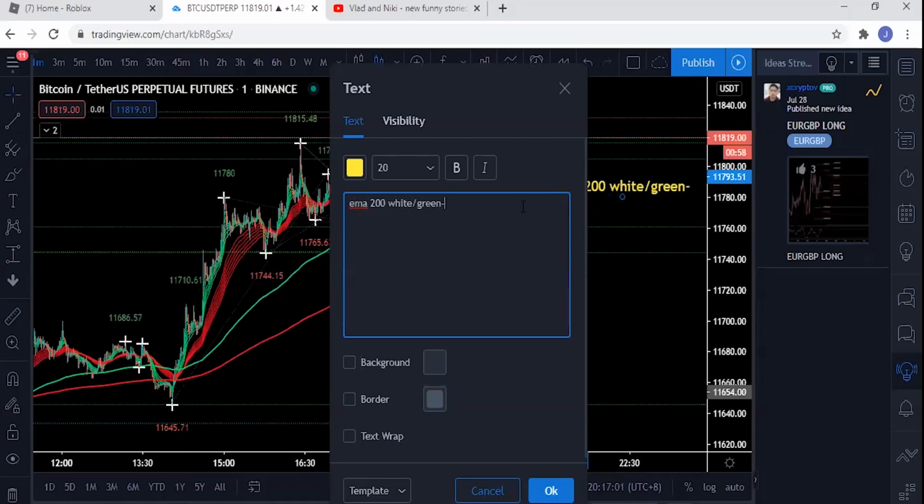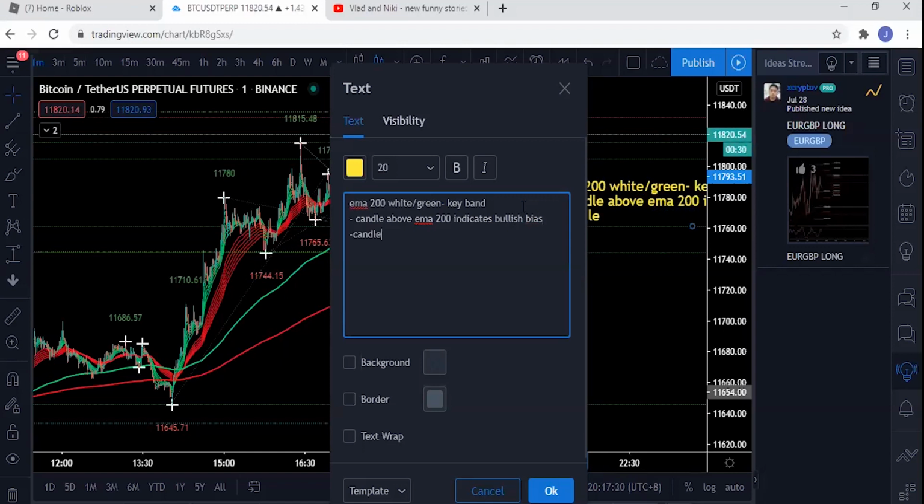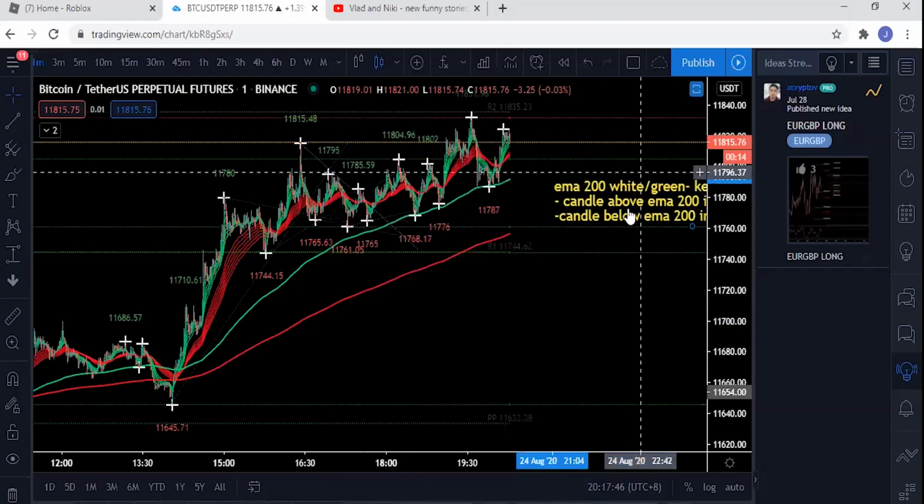So this is our key band. A candle above EMA 200 indicates a bullish bias, and a candle below our EMA 200 indicates a bearish bias. You can note that down.